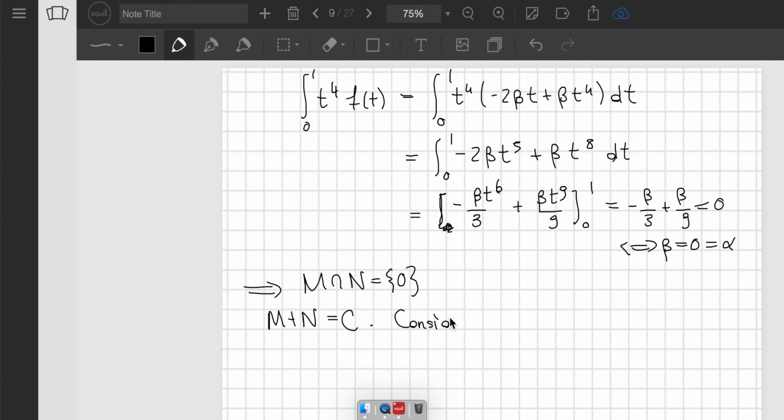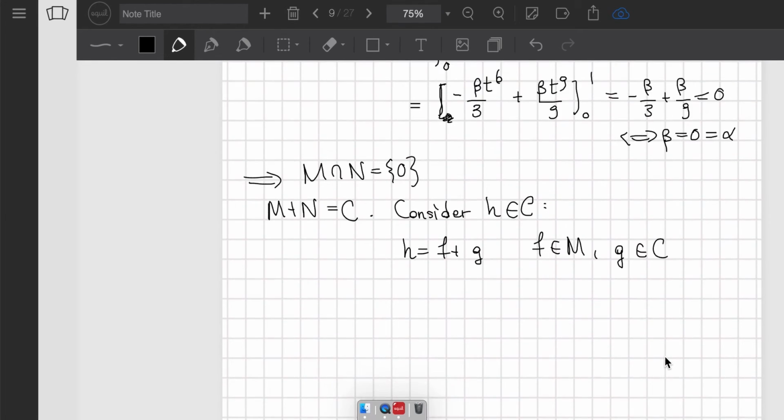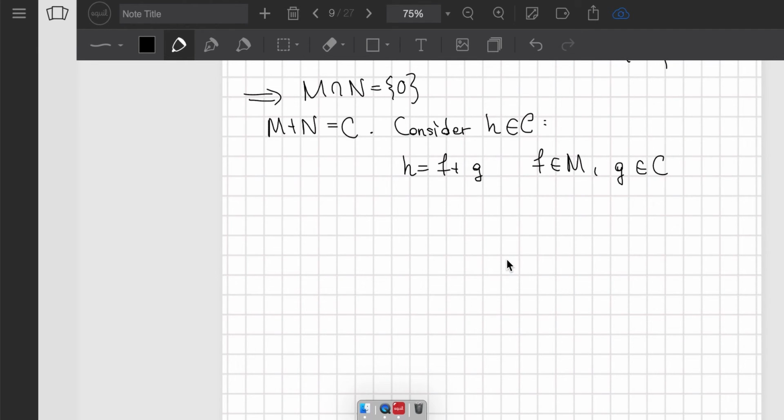Consider an arbitrary function h which belongs to C. And we want to write h is equal to f plus g, where f belongs to M and g belongs to N. Sorry, not C, N. How can we do this?